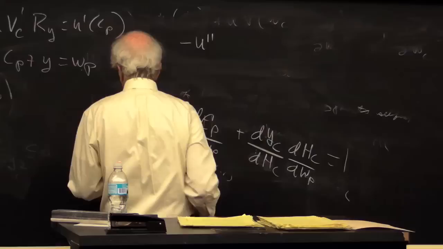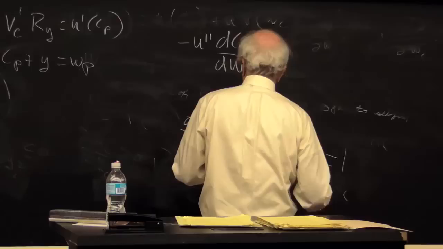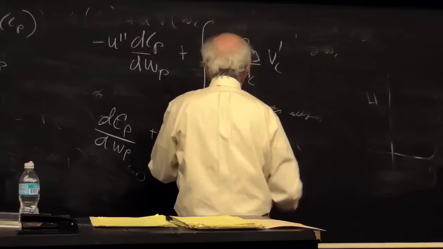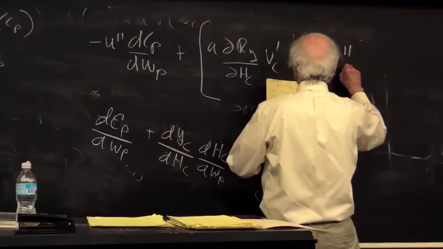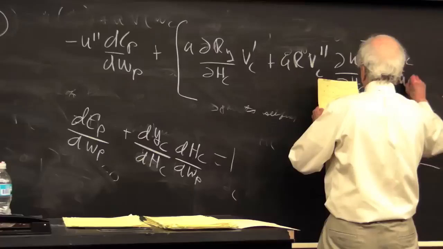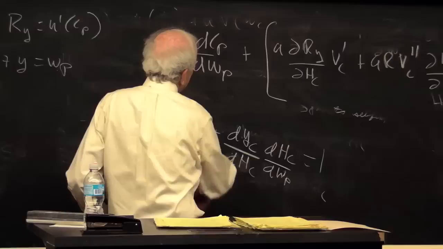Now the first equation is a little more complicated, but not very complicated. We'd be differentiating this equation. We'd have dC_P/dW_P. And then we add a term like this: A dR/dY dH_C U prime of C, plus A R V double prime of C dW_C dH_C, and this whole thing multiplied by dH_C/dW_P, and that's going to be equal to 0. So these are the two equations we're going to have to solve, and they're straightforward.